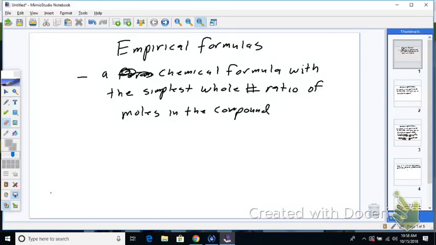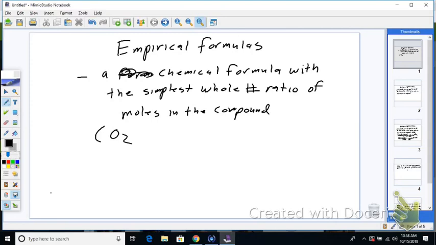different. How can they be different? Well, for example, let me give you a couple of empirical formulas of things you know. What's the empirical formula for carbon dioxide? Okay, CO2. You cannot break that down into a smaller ratio. 1 to 2 is the smallest ratio that you can come up with. Okay.